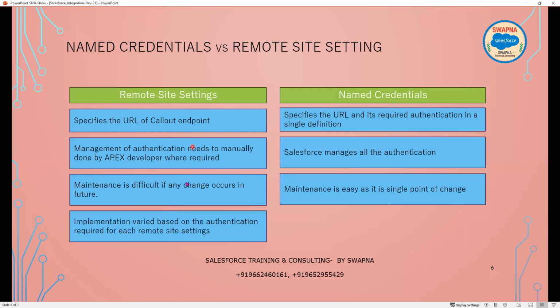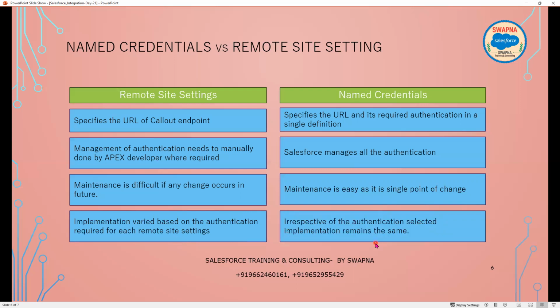And remote site settings implementation varies based on the authentication required for each remote site setting. For every remote site setting you need to do that authentication, and it will vary from one to another. Whereas named credentials are irrespective of the authentication; the implementation remains the same. These are the differences between remote site settings and named credentials.